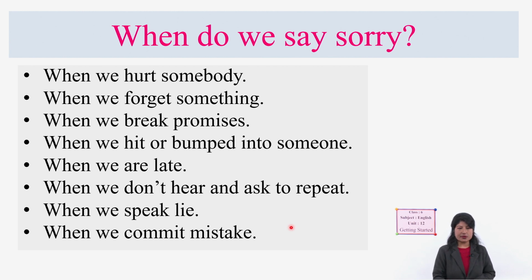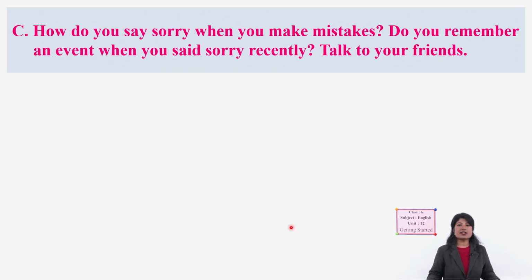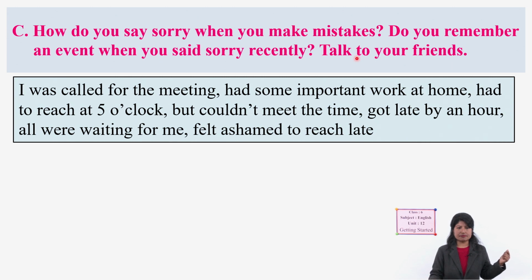Now what's next? This is activity C given in your book in Getting Started. How do you say sorry when you make mistakes? We have learned many ways to say sorry. Now, do you remember an event when you said sorry recently? Talk to your friends. Let me share mine. Then you can also think of such situations. I have brought a situation here.